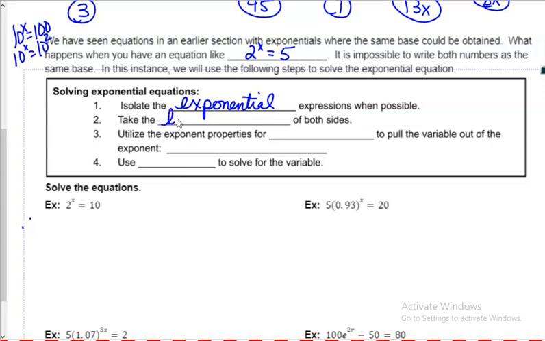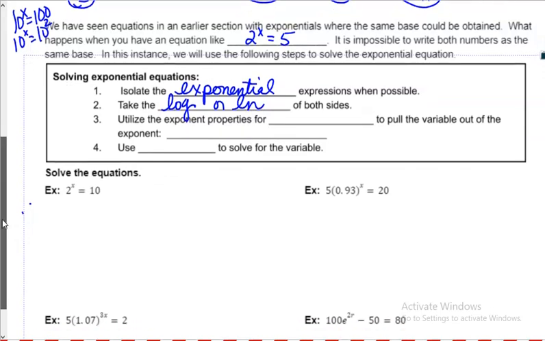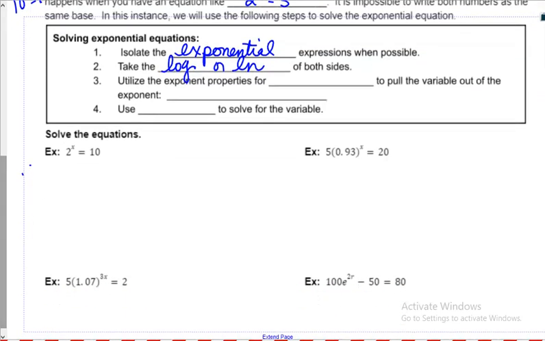Then we are going to take the log or the natural log of both sides. And technically it doesn't matter. As long as you take the same thing from side to side, it doesn't matter if you take the log of both sides or the natural log of both sides. This one we normally just do when we have bases of e. Any other time we would do the log of both sides. Now, utilize the exponent properties for logarithms to bring our variable out front.